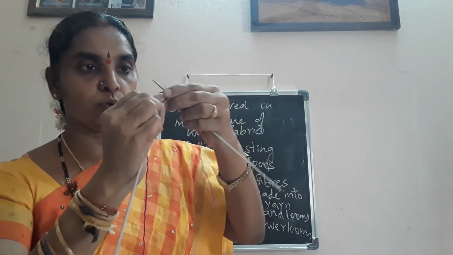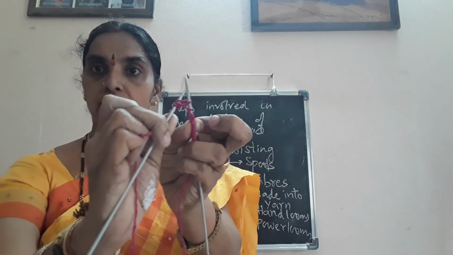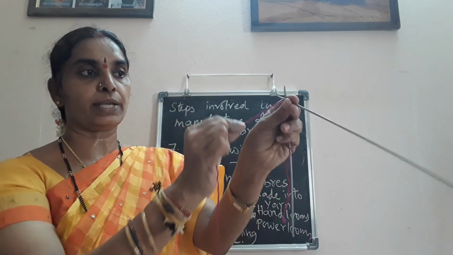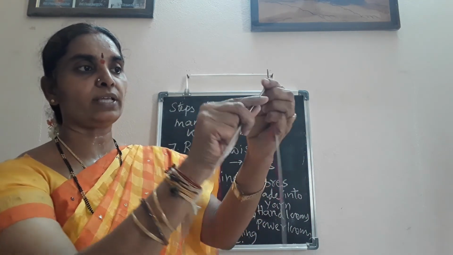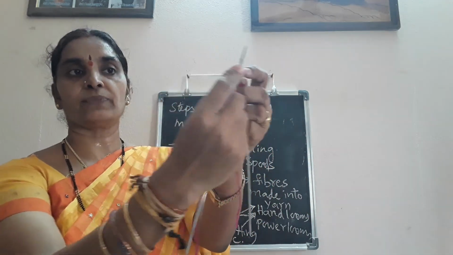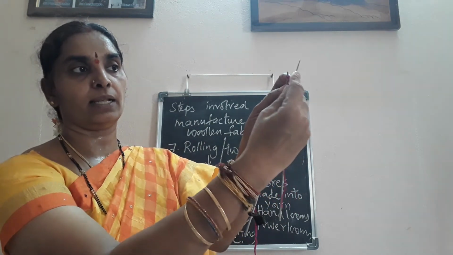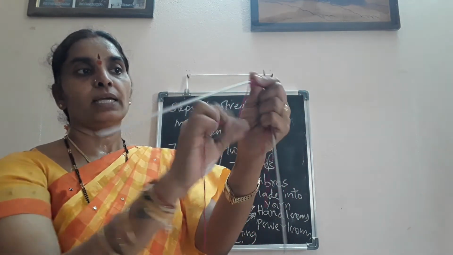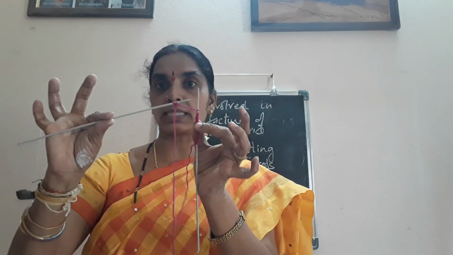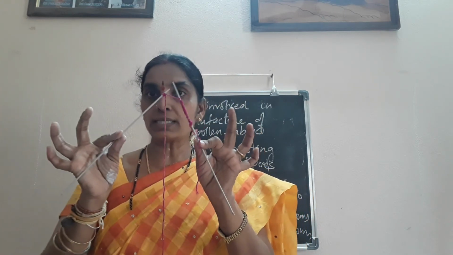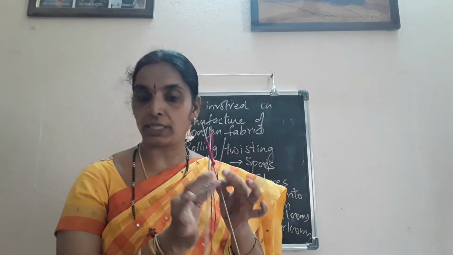I'll show you the loop. So this is the loop, children, in which I am making a knot over it and removing the loop from this needle to this needle. See here. In this manner, the loops are extended like this. So this is the knitting process, children.